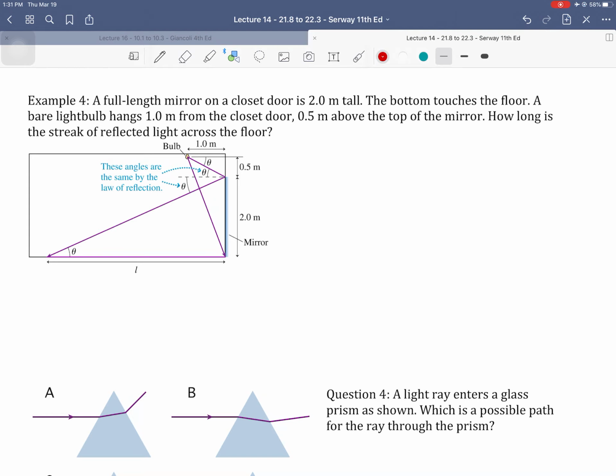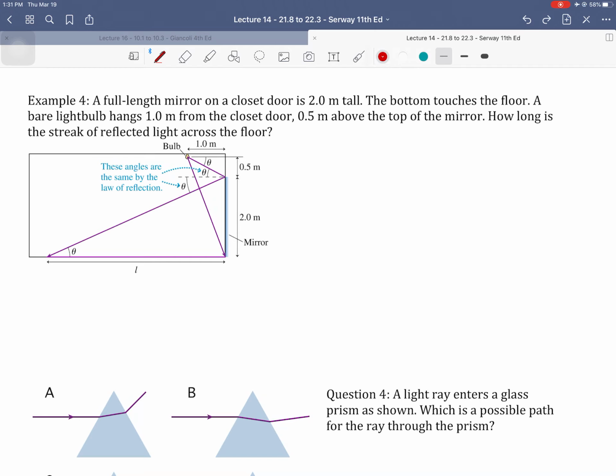So, all right, we have a bulb that's 1 meter away, and then the light is coming down at the very top of the mirror, and then we're asked for how far it gets bounced away from the mirror. Okay, and as it's pointed out here, the angles are the same by the law of reflection, which will allow us to draw our triangles and find our values.